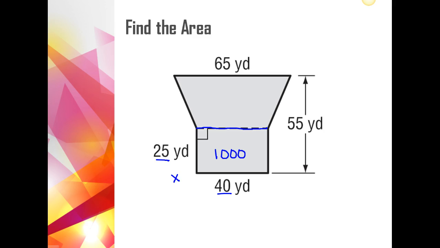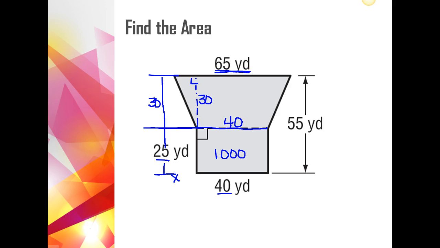To find the area of the trapezoid, we first need to know base 1, base 2, and the height. It's clear that one of the bases is 65 yards. We can use our knowledge that opposite sides of rectangles are congruent to find that the second base is 40 yards. Now we just need the height. The drawing states that the total height of the figure is 55 yards. The height of the rectangular portion is 25 yards. To find the height of the trapezoid, we can subtract 25 from 55 and find that it is 30 yards.